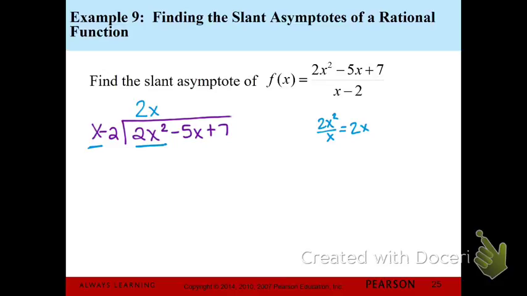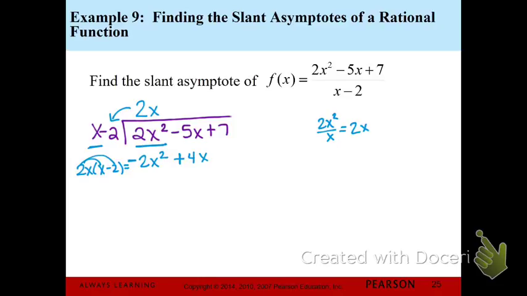Then what do we do? Multiply by what's on the outside. So you get that 2x times the x minus 2. Distribute that. 2x squared minus 4x. Then what do we do?